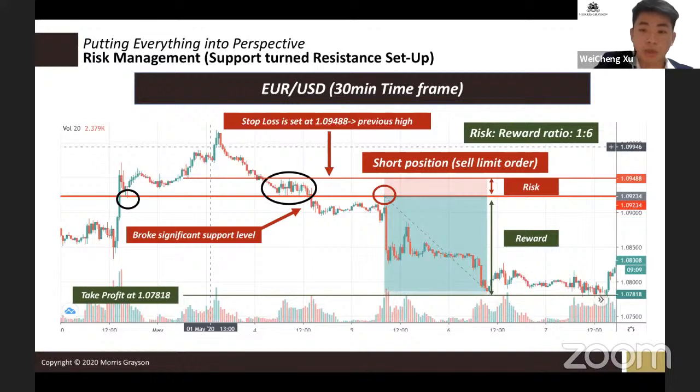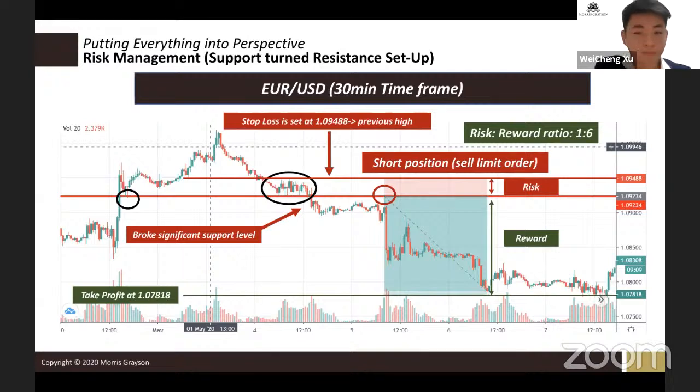For the trade execution, pertaining to the risk management part, we have a very good risk to reward ratio of 1:6, where our stop loss is set at the previous high at 1.094888, and a take profit level at 1.07818. So this simply means that I am risking $1 to earn $6 profit.